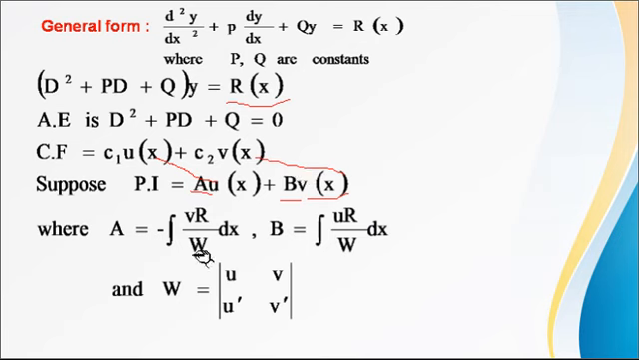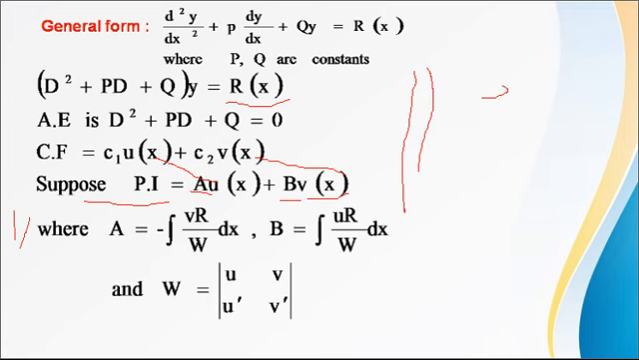So how do we find w? w equals the 2 by 2 determinant of u, v, derivative of u and derivative of v. And similarly b equals the integral of u r upon w dx. Using these two formulas, you find the values of a and b and substitute them in the PI to get it. We can solve any problem using this variation of parameters or the general method. I already explained the general method, so we can solve any problem using these two methods.